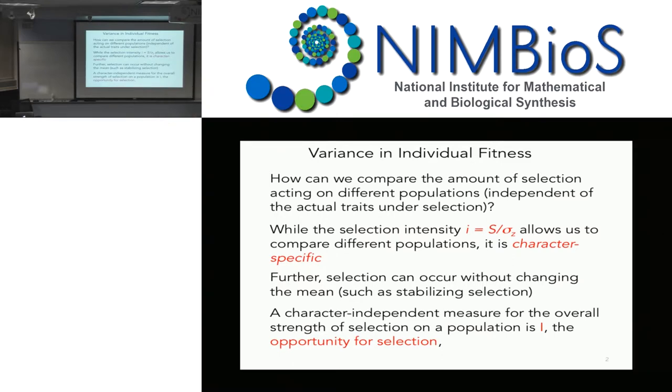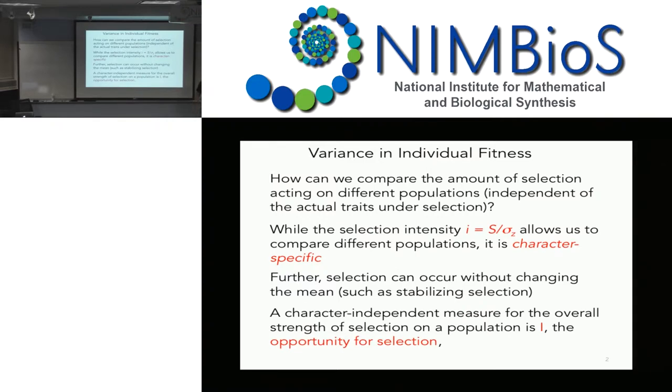Well, one way you could do that is to use the selection intensity. Remember, S is the within-generation change. So I measure a trait before an episode of selection and get an overall value. Then I measure it after selection. Suppose it's simply viability and these individuals live. I take the mean of the survivors and compare that with the mean of everyone, and that gives me my within-generation change. If I write that in phenotypic standard deviations, that gives me a selection intensity, and that's a way of comparing selection on a particular character across populations.